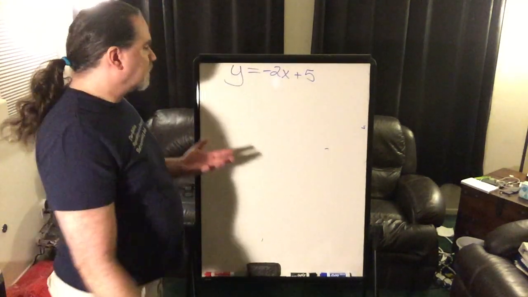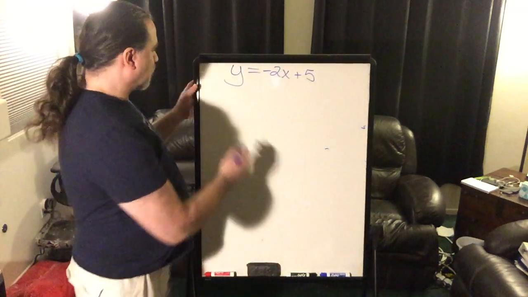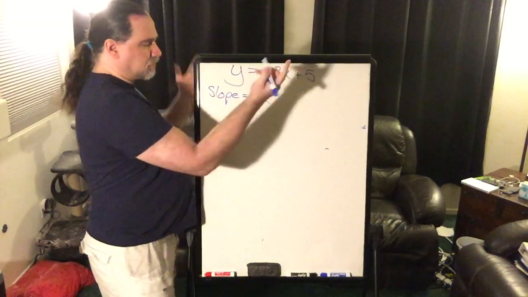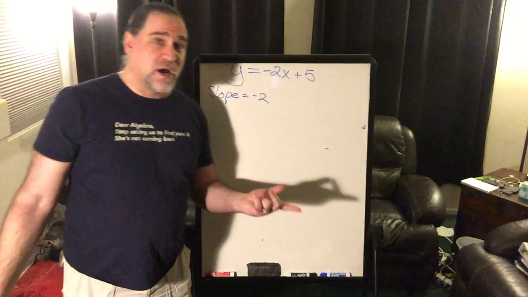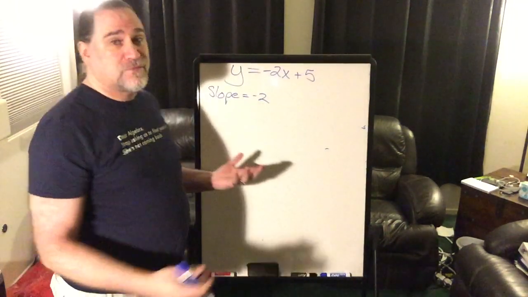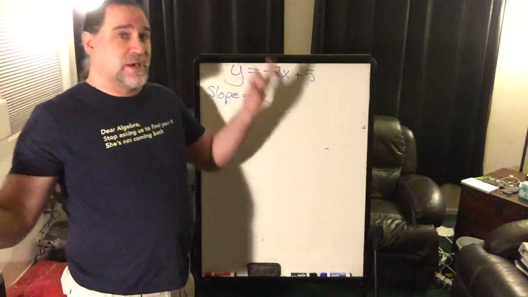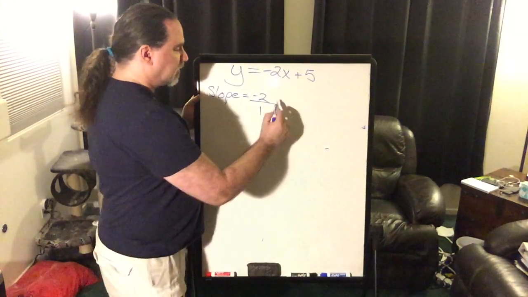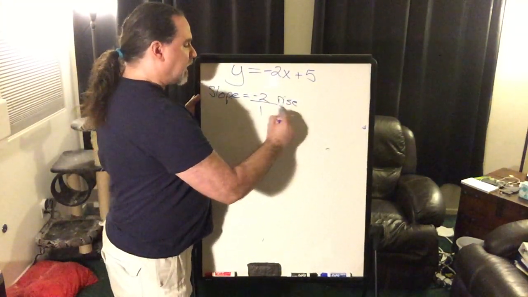So now I have two things. I have a slope. That's negative 2. It's this number right here. Now, you saw, for slope, I always want a fraction. What if I don't have a fraction? I can make anything a fraction by putting a 1 under it. So now I have a rise and I have a run.